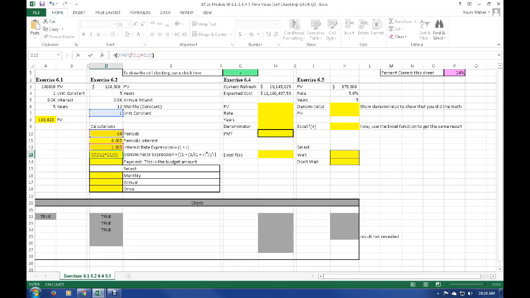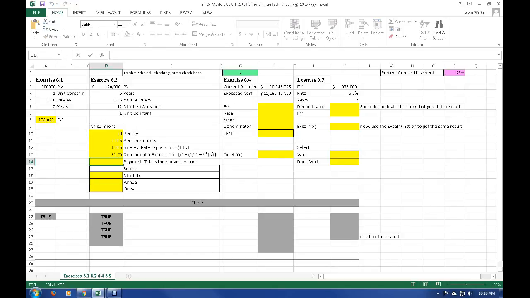Let's get our brackets closed, and then we're going to divide the whole thing by the periodic interest, and that gives us a denominator expression of 51.73. Now all this did is we took a bunch of math that would be otherwise done up here, but made it easy to divide, to find out what the payments are by dividing.